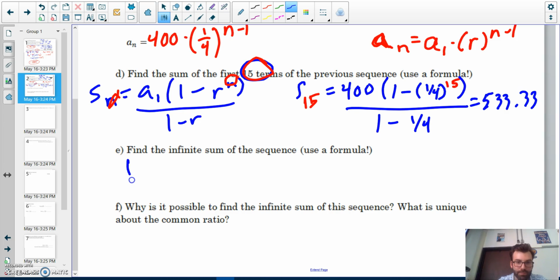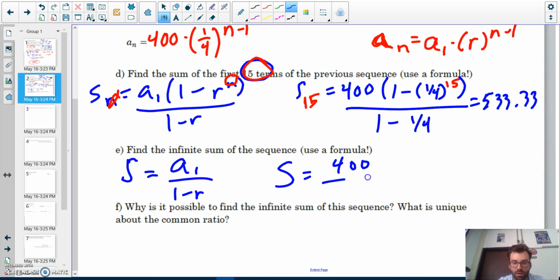Find the infinite sum of the sequence. Infinite sum means I'm going to use the geometric formula. The infinite geometric sum is a1 over 1 minus r. So our sum is going to be 400 over 1 minus 1/4, or in other terms, 400 divided by 0.75, which just so happens to be about the same. Is that always going to happen? No. Do not assume that it's going to happen.